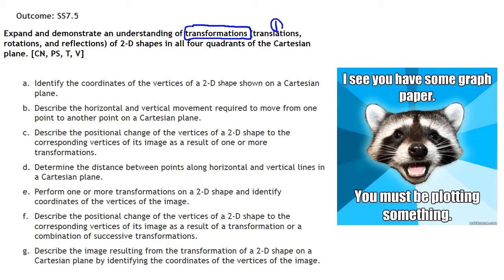Translations is one, and that is a slide. Rotations, that's number two, and that is a turn. And reflections, number three, that's a flip. Look at it in the mirror.